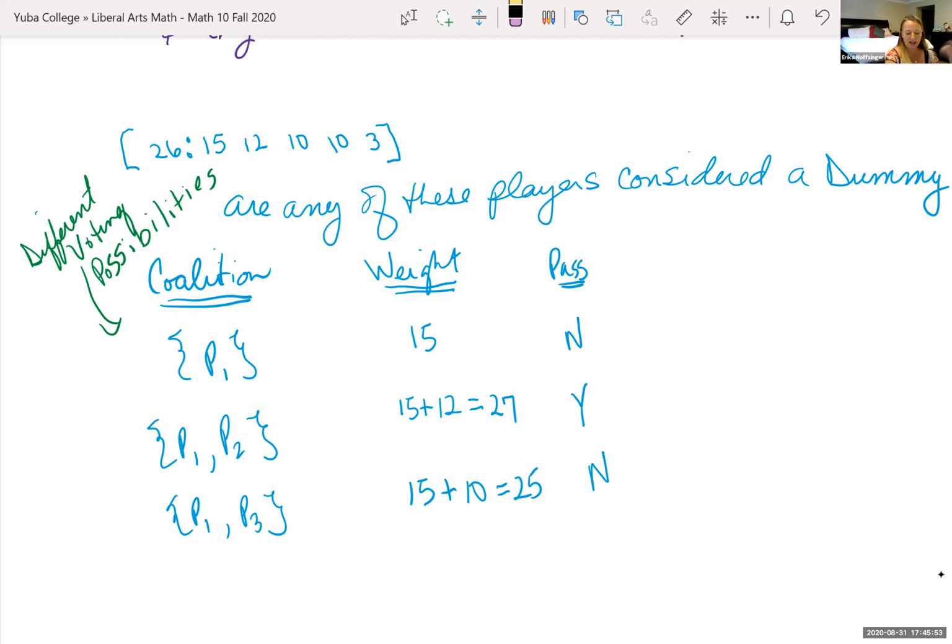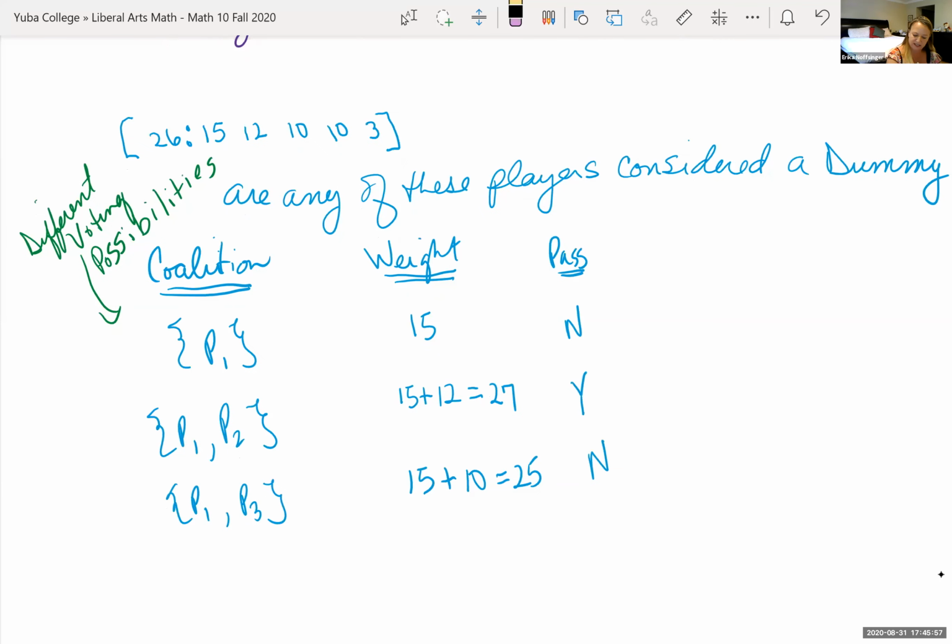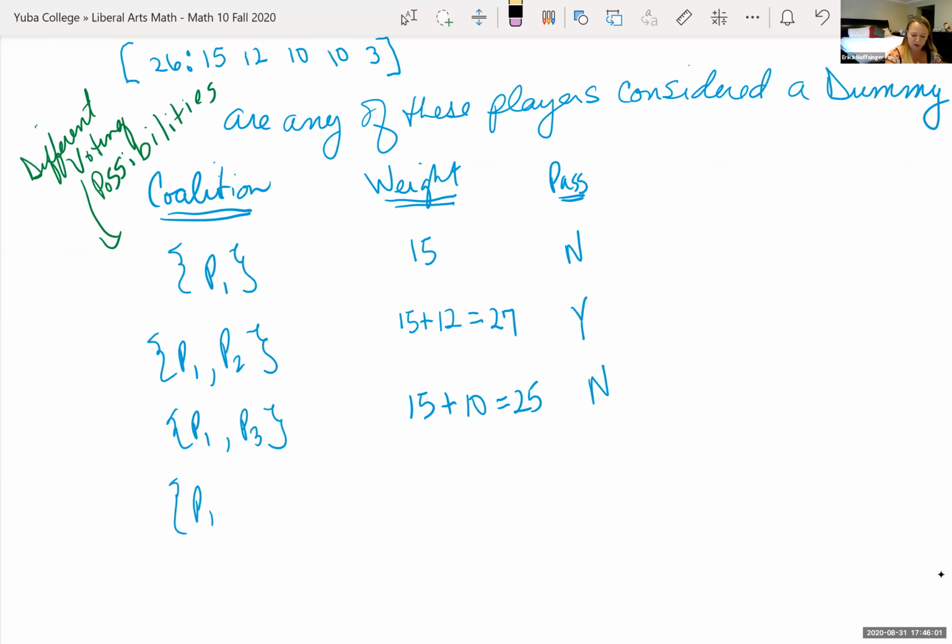What if we have more than 2 players and player 1 is in there? So we know player 1, player 2. So basically player 1, player 2, and player 3, that would pass. If player 1 and player 2 is just needed. We'd have a weight of 15 plus 10 plus 10, which is 35.